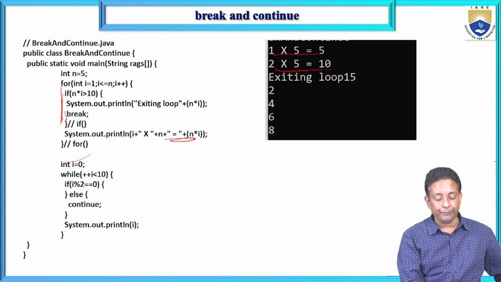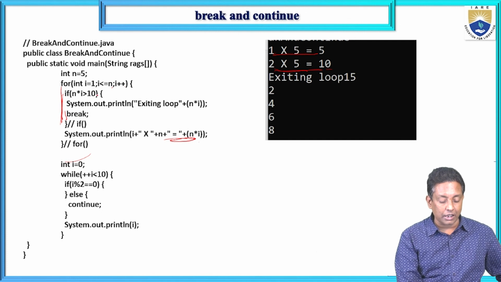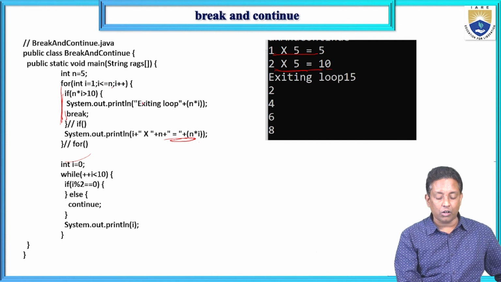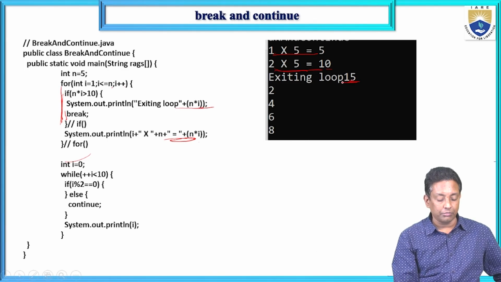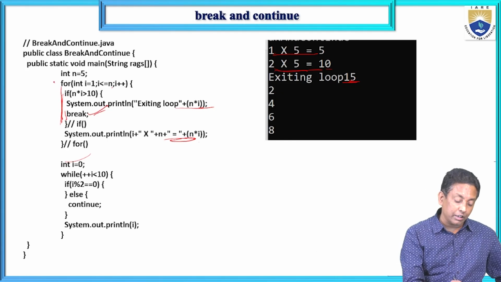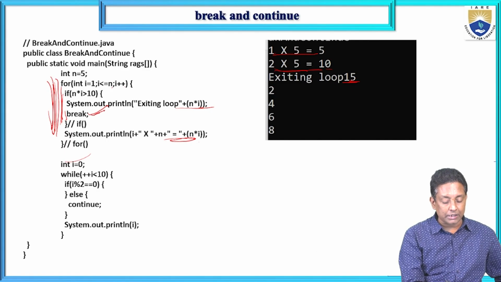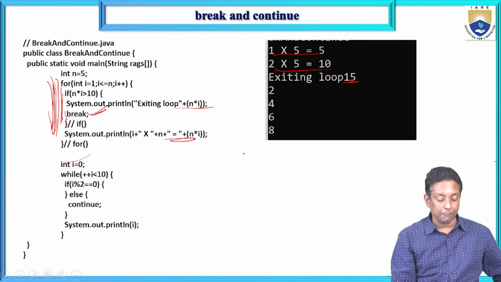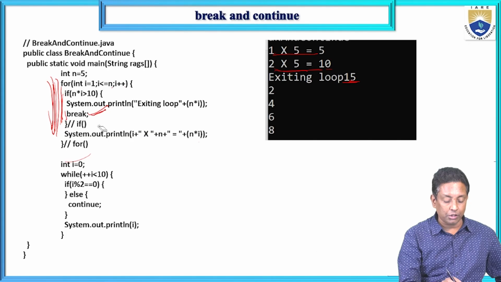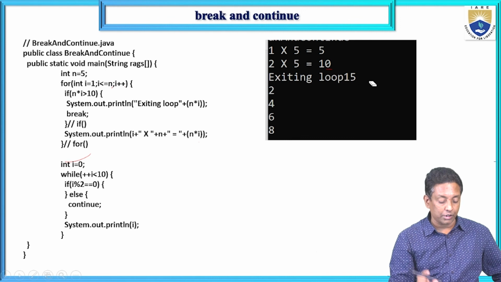This time the value is 3. 3 into 5, that is 15, is greater than 10. In the third iteration, 15 is greater than 10, so immediately system.out.println, and exiting from the loop. 3 5s are 15. The value is printed here. And break. The moment break is executed, wherever the loop exists, whether it may be a for loop or while loop or do while loop, any kind of loop, once the break statement executes, the complete loop will be terminated. So the loop automatically terminates and only 2 values will be printed here.